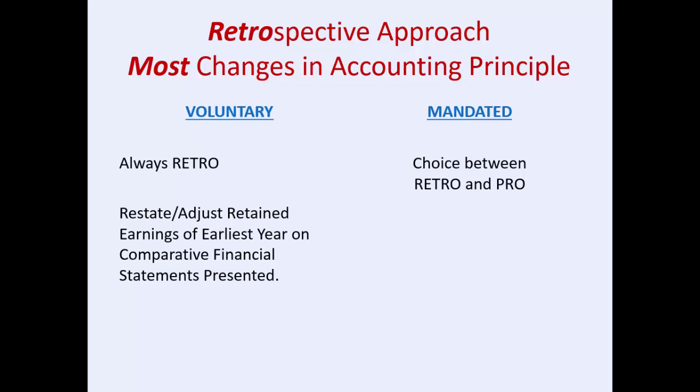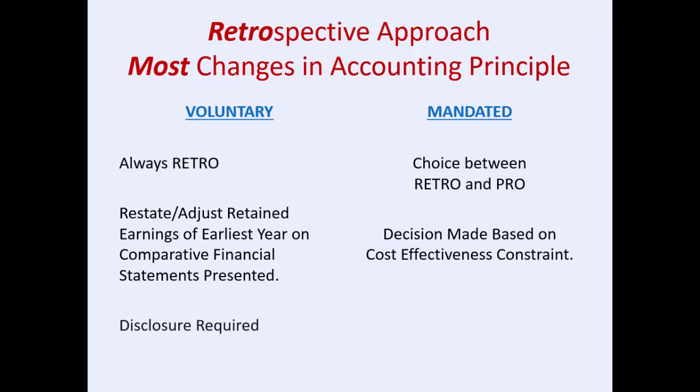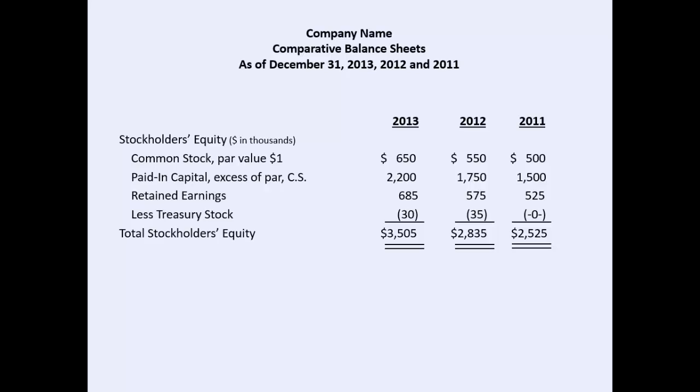If it's mandated, if FASB says all companies have to make this change, but because we're making you do it, you then have a choice. FASB, of course, would prefer the retro, but because of the mandate, because you have to make the change, it's not voluntary, you have an option. You can do it pro if it's not cost effective to do retro. But you've got to be able to explain why you came up with that decision, that there is a cost effectiveness constraint. There are many disclosures required, whether it's voluntary or mandated.